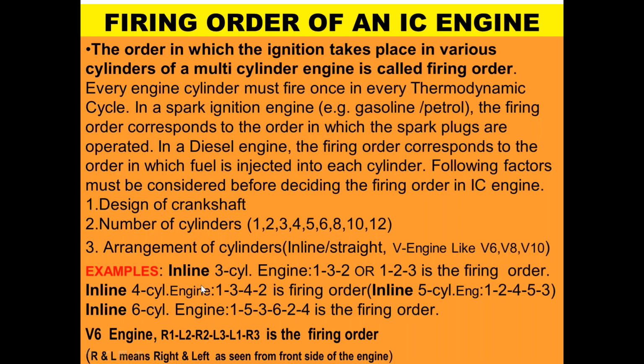Examples. Inline 3-cylinder engine: 132 or 123 is the firing order. Inline 4-cylinder engine: 1342. Inline 5-cylinder: 12453. Inline 6-cylinder engine: 153624. V6 engine: R1, L2, R2, L3, L1, R3 is the firing order. R and L mean right and left as seen from the front side of the engine.